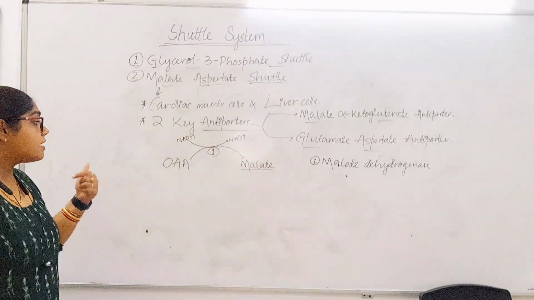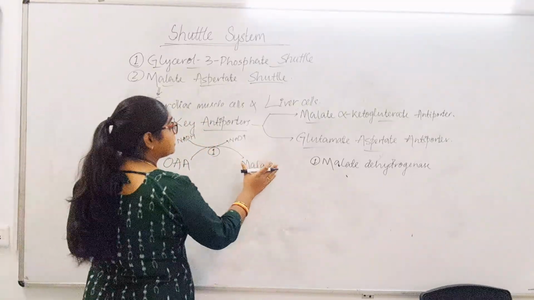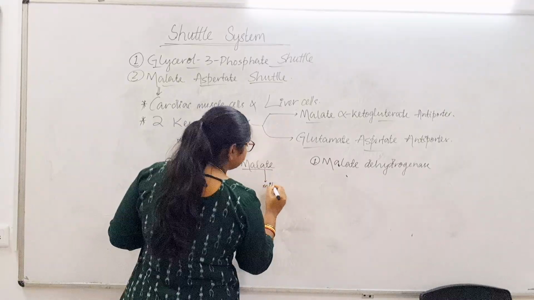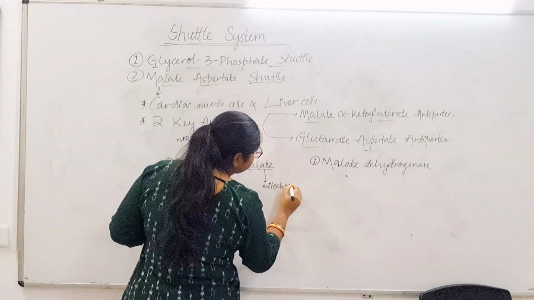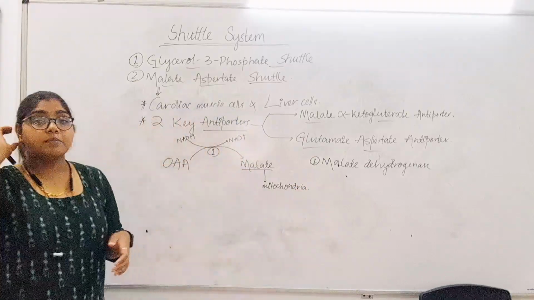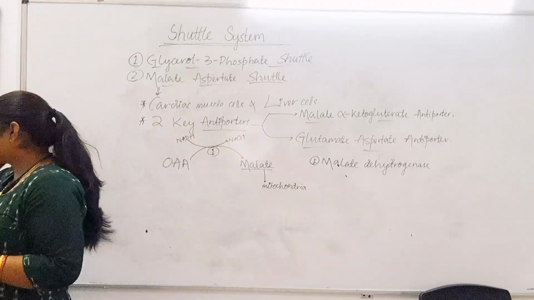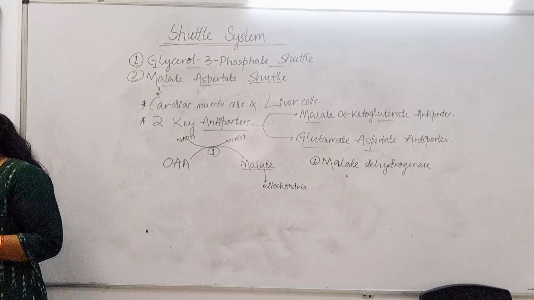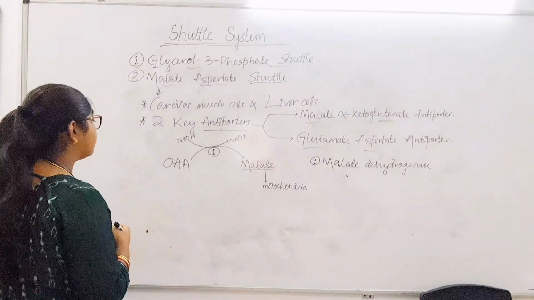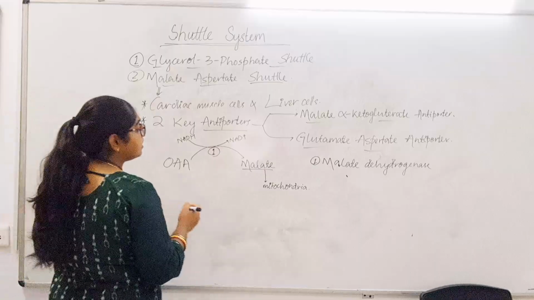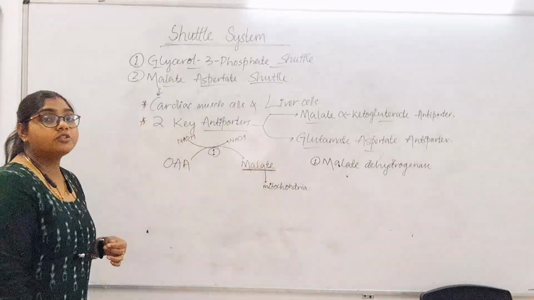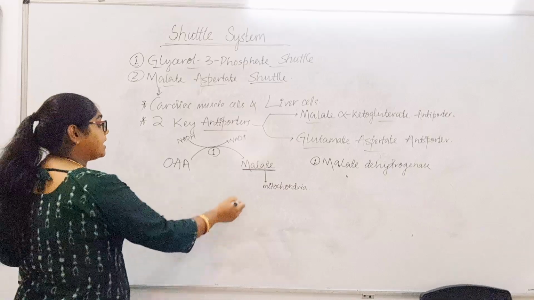Okay, now once the malate is produced, malate moves into the mitochondria. The mitochondrial inner membrane is permeable to the malate. So what happens? It moves to the mitochondria. Now, once malate has entered the mitochondria, it will release that NADH.